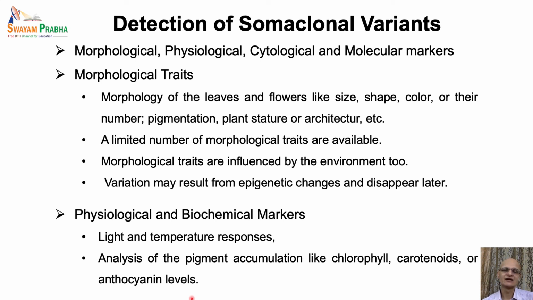Similarly, the tissues of the variants can be analyzed for quantitative and qualitative analysis of pigments like chlorophyll, carotenoids, or anthocyanins, and so on. However, a good amount of expertise would be required to perform these types of biochemical analysis, and again the number of such traits, or the abundance of such traits, is also very limited.